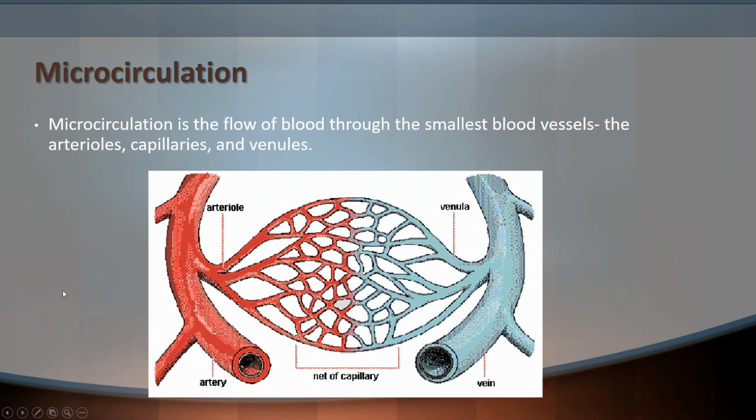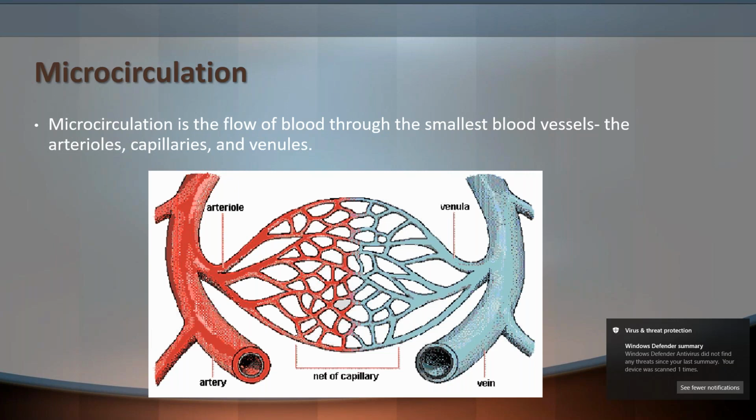From there, we need microcirculation. So by definition, microcirculation is the flow of blood through the smallest blood vessels. So this is going to be the arterioles, the capillaries, and the venules.